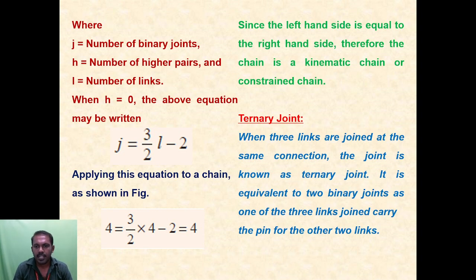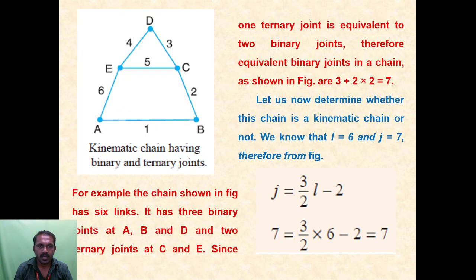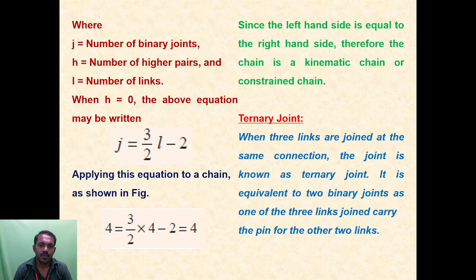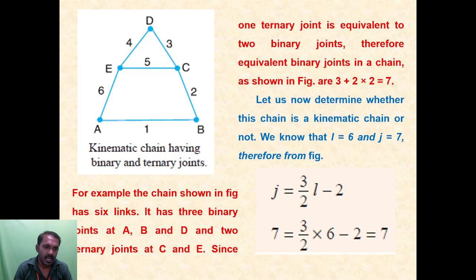Next, ternary joint. Here is a ternary joint. When three links are joined at the same connection, the joint is known as a ternary joint. It is equivalent to two binary joints, as one of the three links carries a pin for the other two links. Here, for example, we show 6 links: 1, 2, 3, 4, 5, 6.